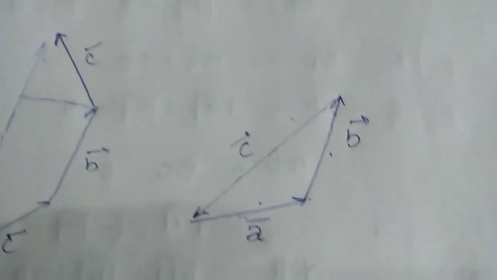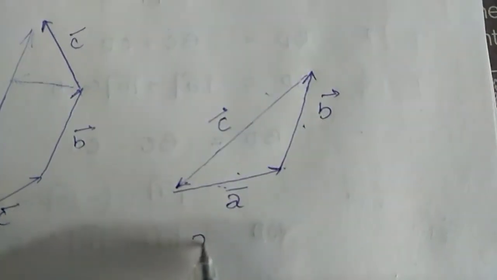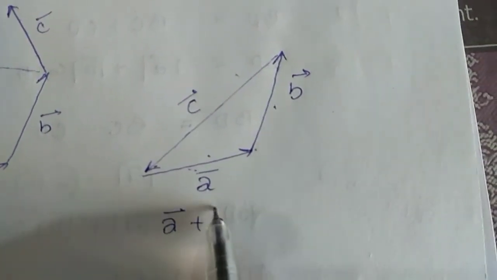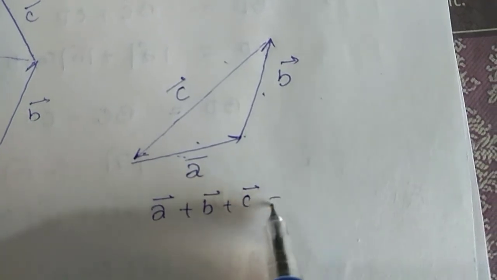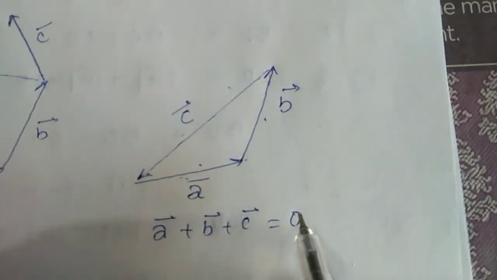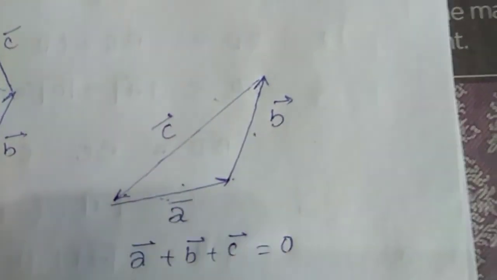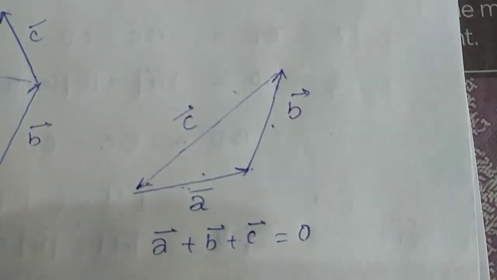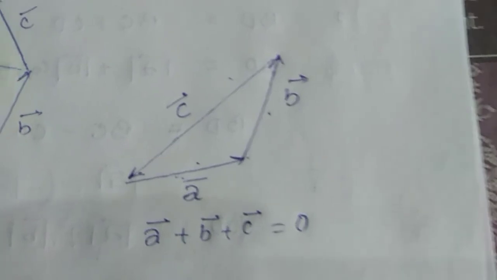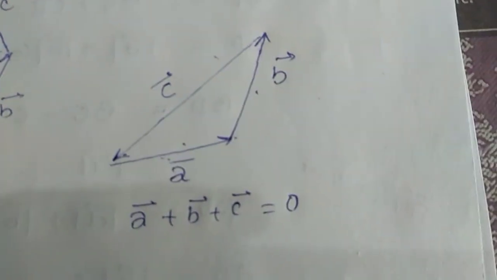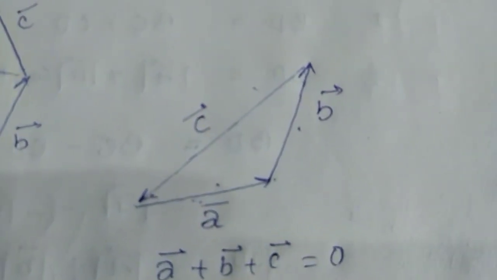Yes, this is A plus B plus C will be 0. 0 means zero vector, which has zero magnitude, and the direction of a zero vector is not defined.